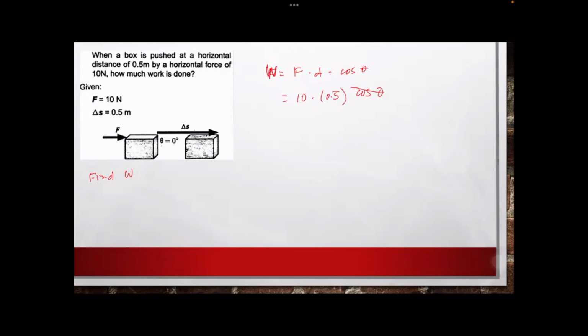Ano yung cosine 0 natin? Check natin. Cosine 0 is 1. Now, if you're going to multiply 10 times 0.5, so our work here is just only 5 joules. Kasi times 1 lang naman siya. So, 5 joules. Okay? Question? Clarification? Okay pa ba dyan?